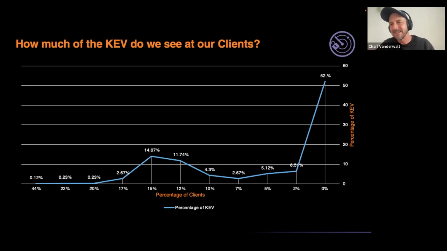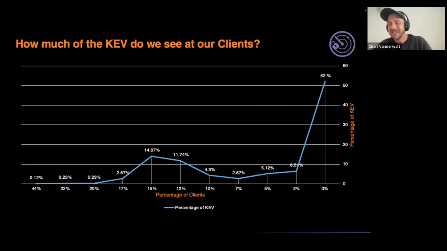And if you start on the right-hand side of the graph, basically what it says is that 52% of the KEV was seen at none of our customers. So we could take more than half of the KEV and toss it away and say, our customers aren't exposed to this at all. It just doesn't occur anywhere, not on a single host, which I thought was astounding to start with. And then you can just see how rapidly it drops after there.